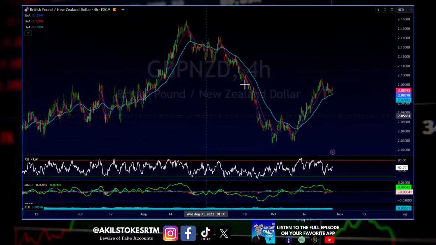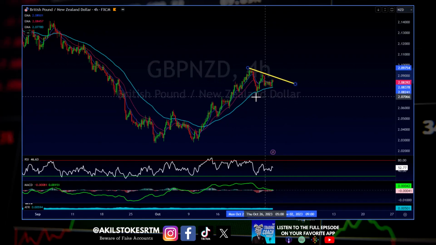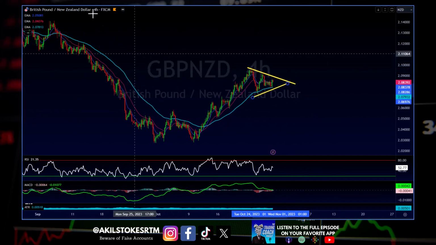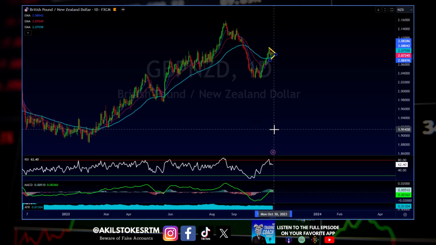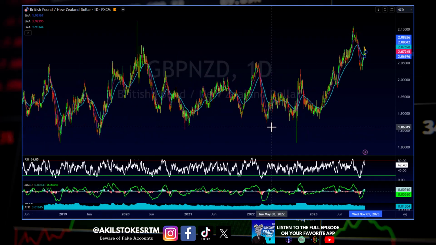Following up on that is going to be the pound New Zealand. Very similar situation here, right? You can see kind of the wedge pattern that is forming. This one's a little bit more complete than the Euro Aussie. We can also pop up to the higher time frame, the daily real quick, and see that we're in more of a neutral standpoint here, right?